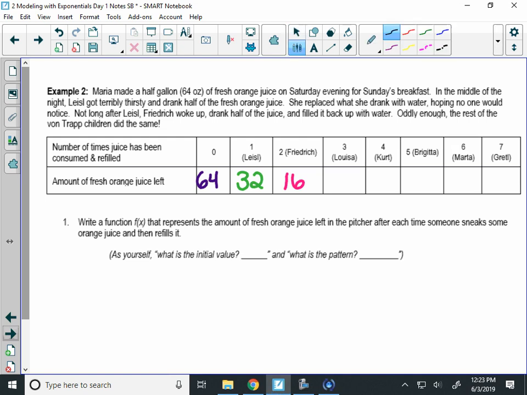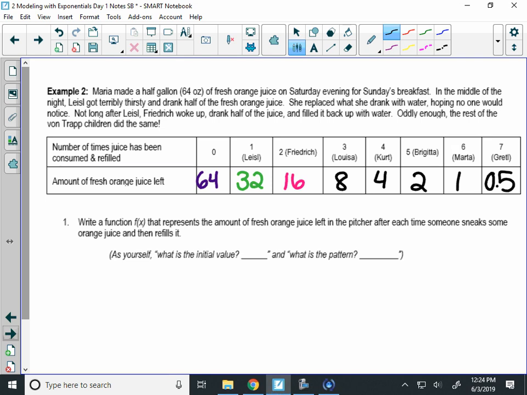This continues. Half of 16 when Louisa came would be 8 ounces. By the time Kurt shows up, there's 4 ounces of orange juice left in the pitcher. Brigitte drinks down to 2 ounces, Marta down to 1, and Gretel down to half of an ounce. I multiplied each of those numbers by 1/2. That's how I got the value.